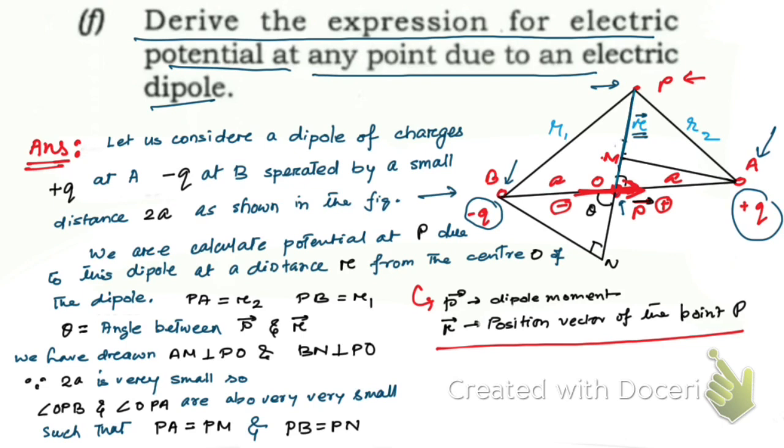Now you see we have considered that these two charges, plus q and minus q, are separated by twice a distance, a very small distance, twice a. And we have taken this point P is r2 distance apart from the point A, and r1 distance apart from point B, right? So here I have mentioned already, right? So the angle between the dipole moment and the position vector R, this is the position vector R, and the dipole moment P, this angle we have taken as theta. So hope you have understood this.